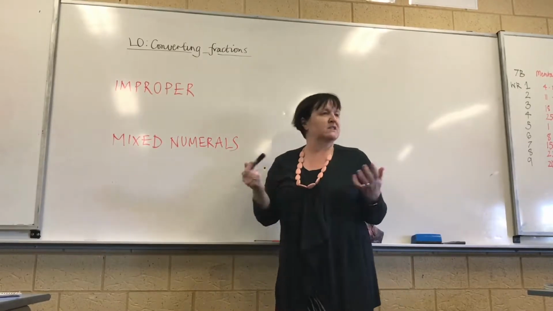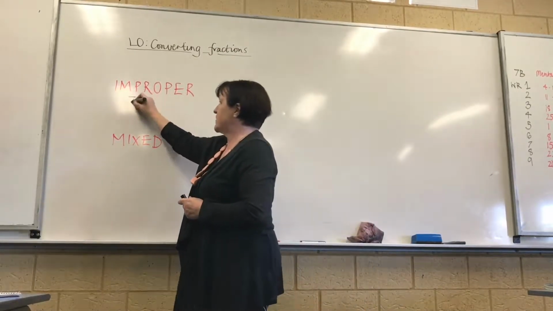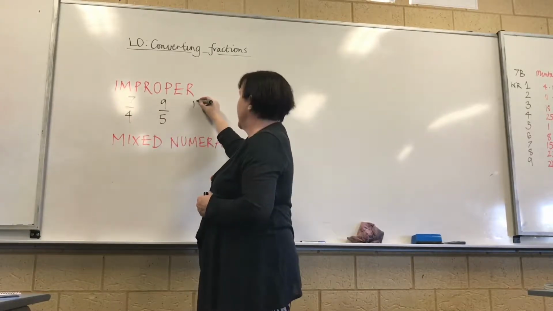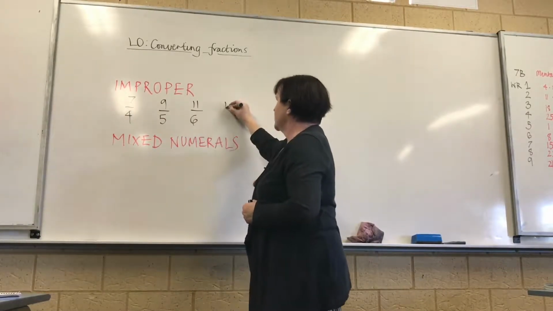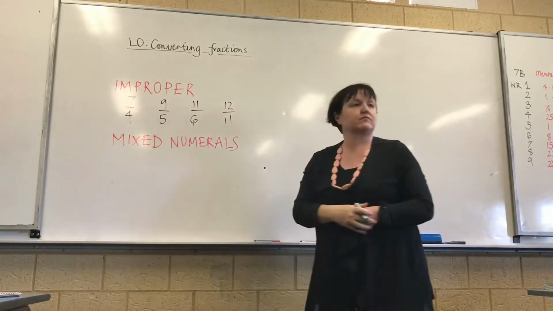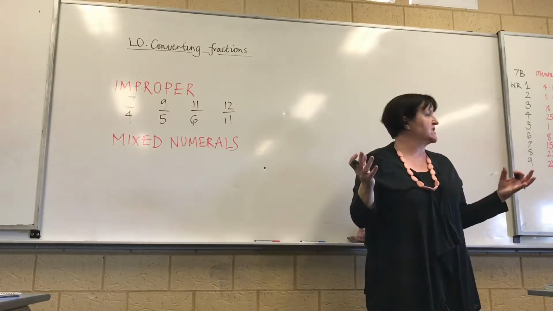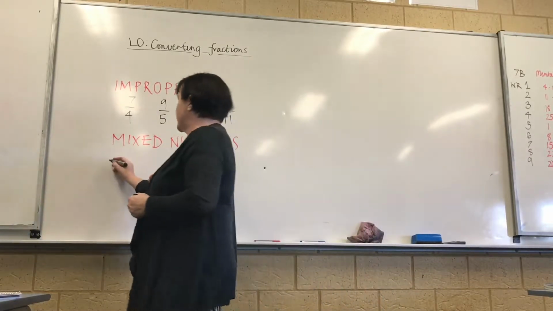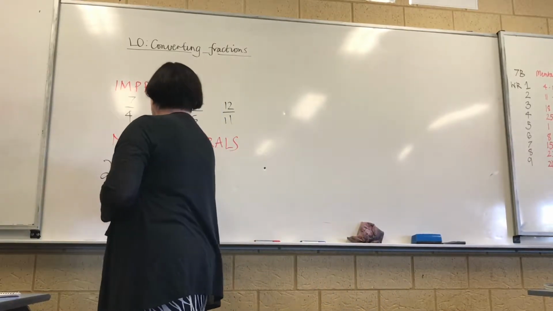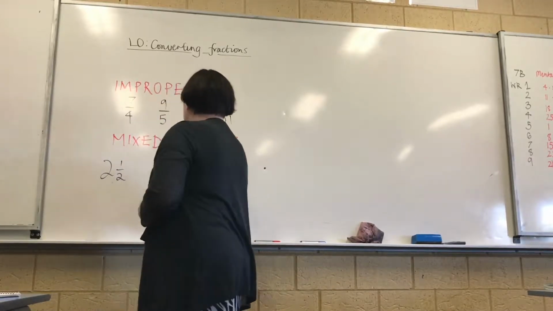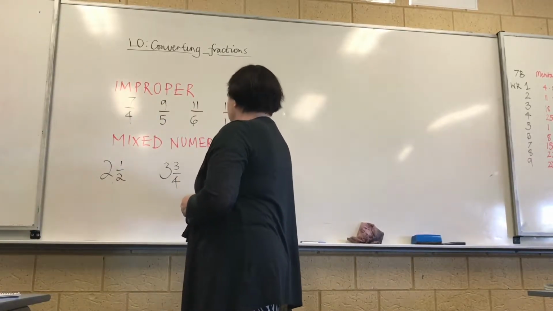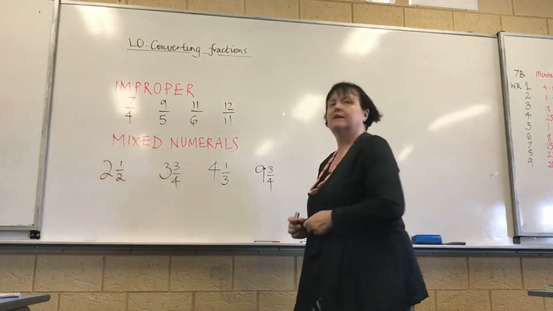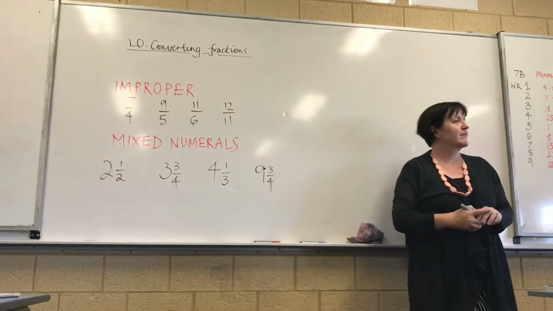So let's have a look at some examples of that. Improper fractions, we've got 7 over 4, or 9 over 5, or 11 over 6, or 12 over 11. They're all improper fractions, aren't they? Because the numerator is bigger than the denominator. Mixed numerals, we've got 2 1/2, 3 3/4, 4 1/3, and of course 9 3/4. We have to have that one, don't we? 9 3/4.